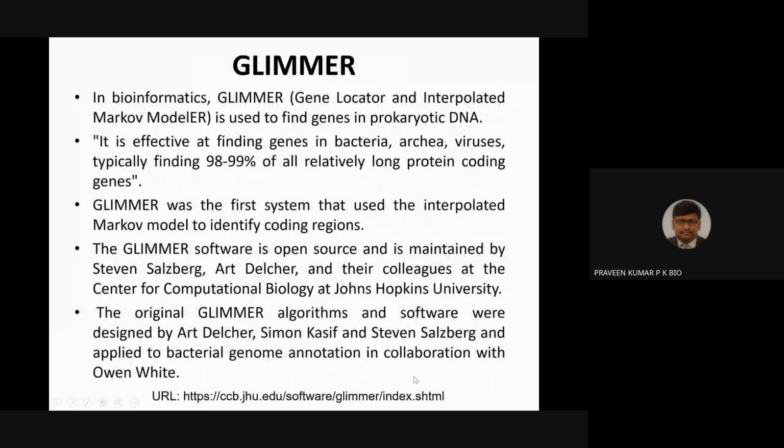Okay, now we can go to the first software called Glimmer. Glimmer, generally we call that Gene Locator and Interpolated Markov Model, which is used to find genes in prokaryotic DNA. It is effective at finding genes in bacteria, archaea, and viruses, typically finding 90 to 99%.